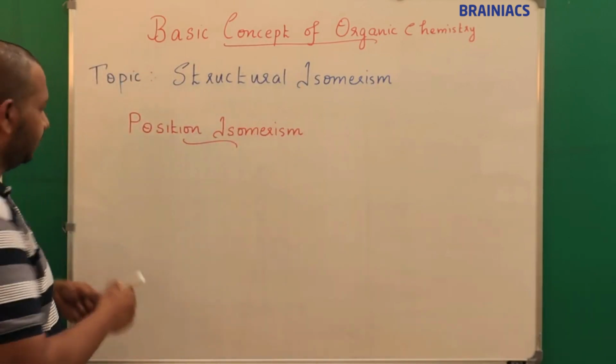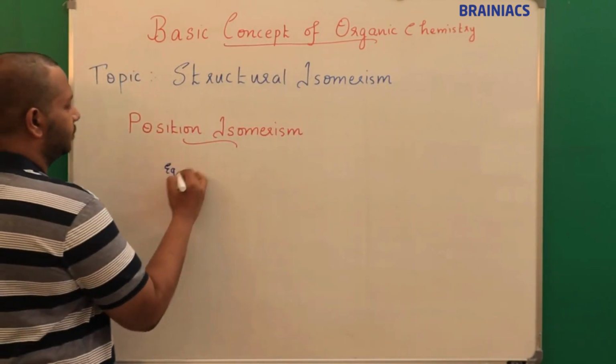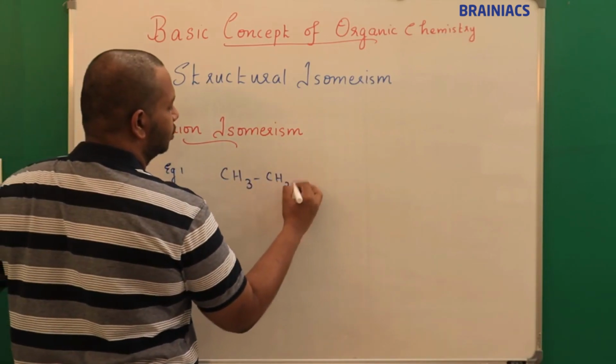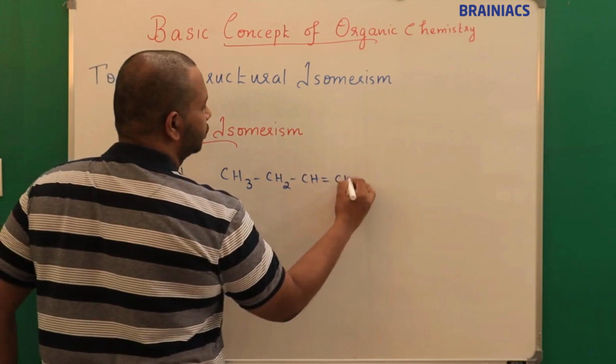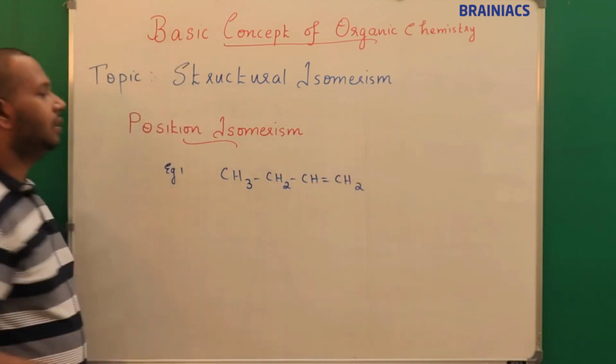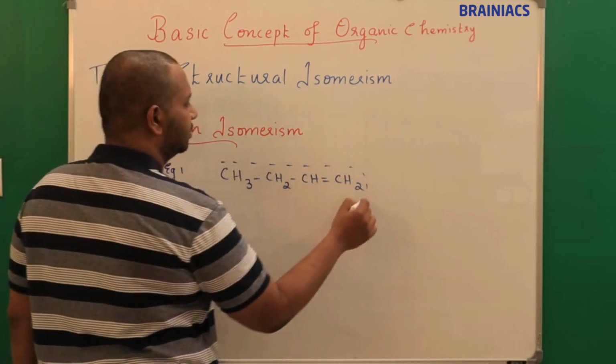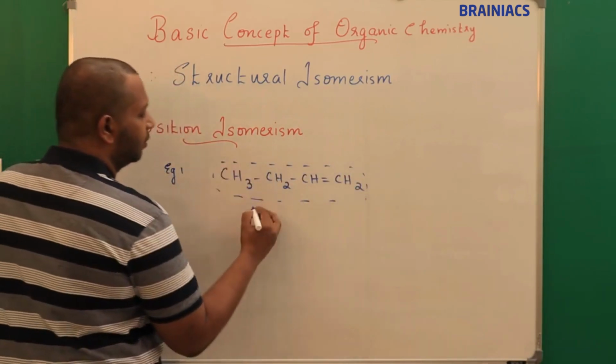Okay, so let's say the first example, example 1. I am writing CH3 CH2 CH double bond CH2. This is the first example. Now can you tell me what is the name of this? This is my parent carbon chain, correct? So what is the name of this compound?